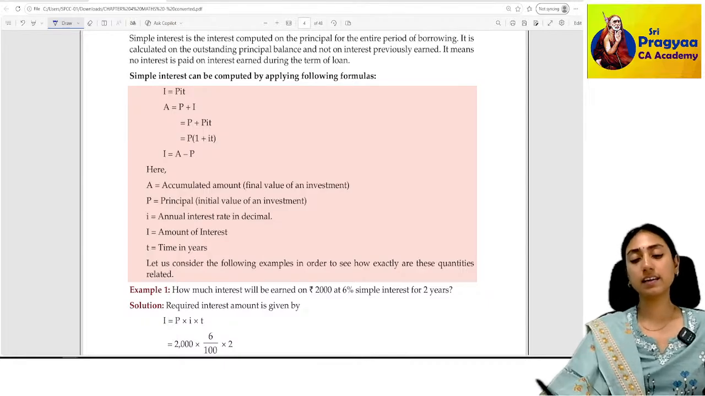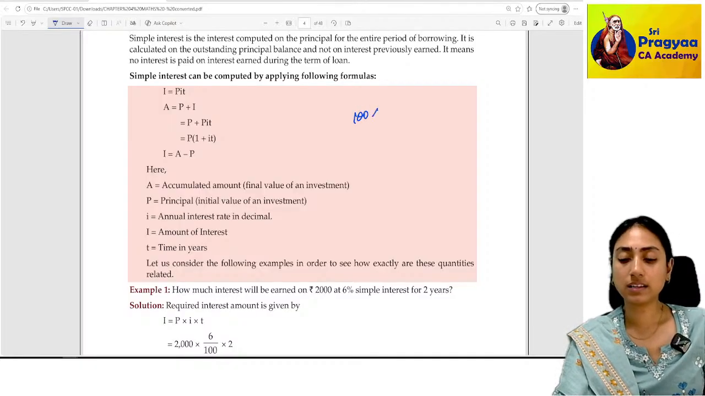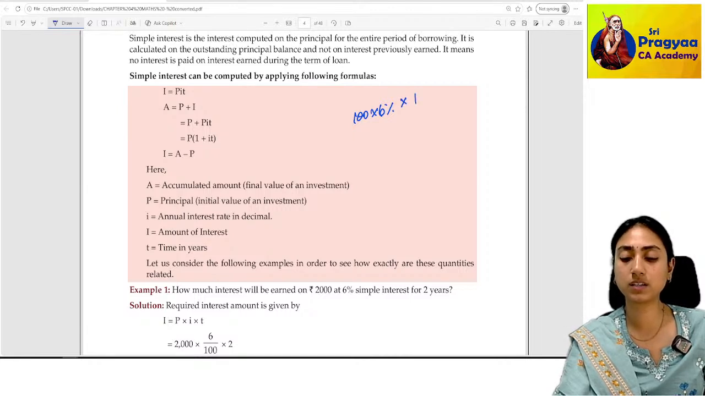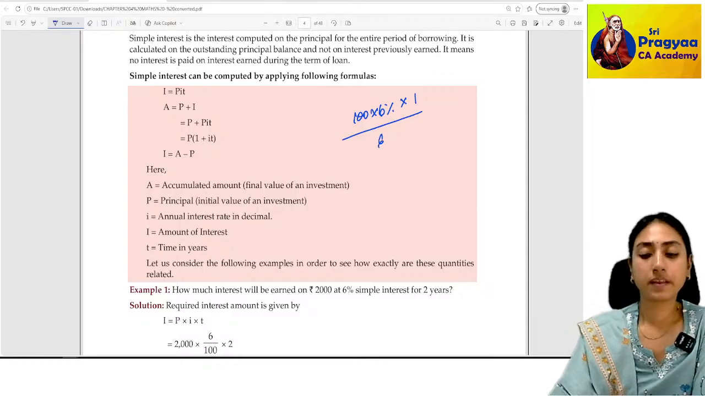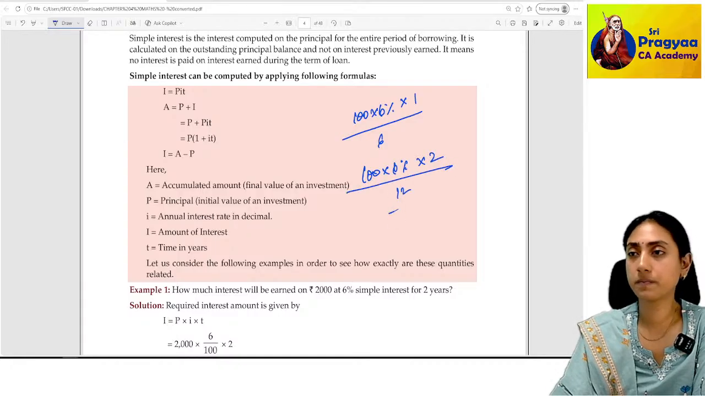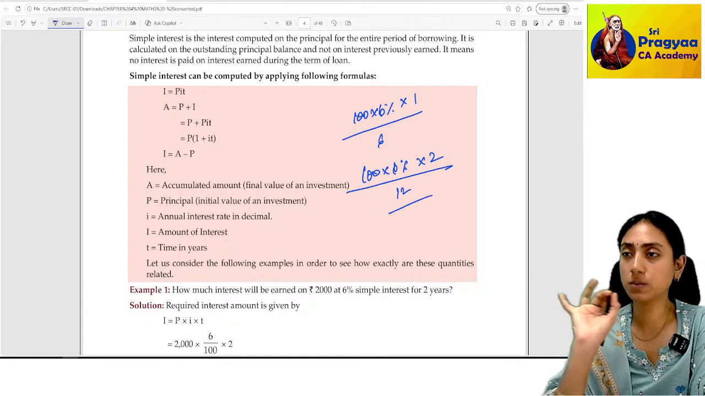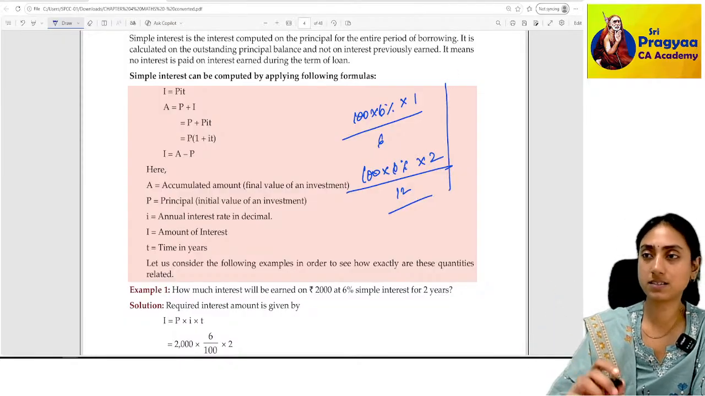Okay, va? Say I give you 100 rupees, and I say 6% interest for 1 year. If it is for 2 years, my interest will be 12. So for each year it will be 6 only. This is simple interest. Okay, va?